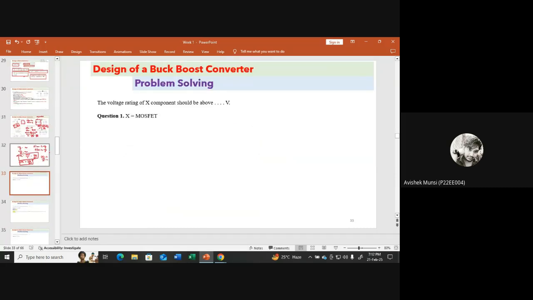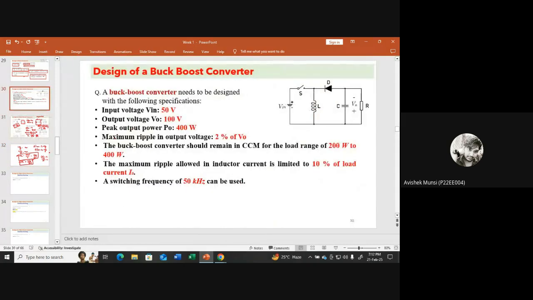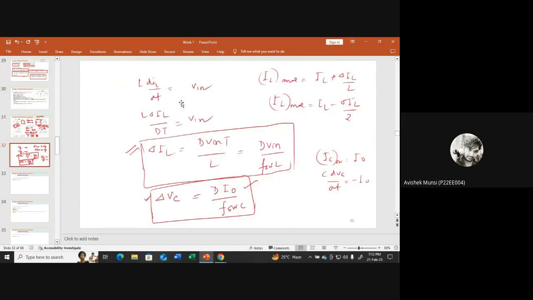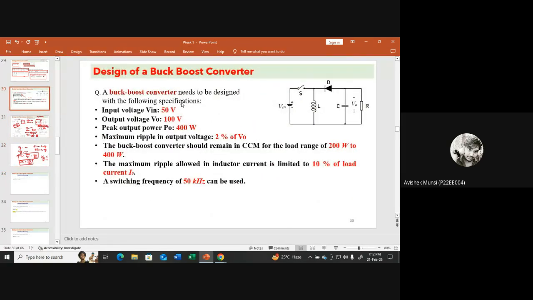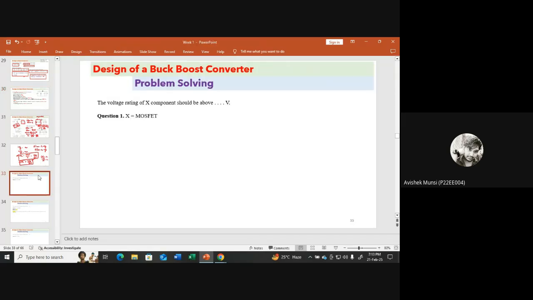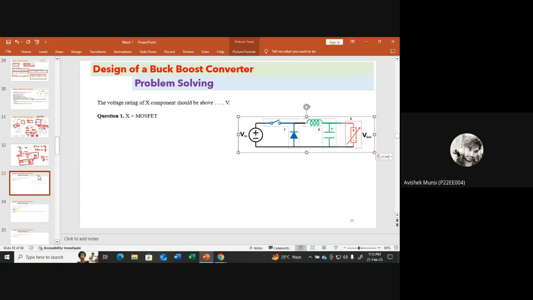The first question is, the voltage rating of the X component should be how much? X component of what? This converter. The data will be the same throughout the questions. Okay. So what will be the voltage rating? So this is the data. Try to copy it for you all. So I'm pasting the data here.